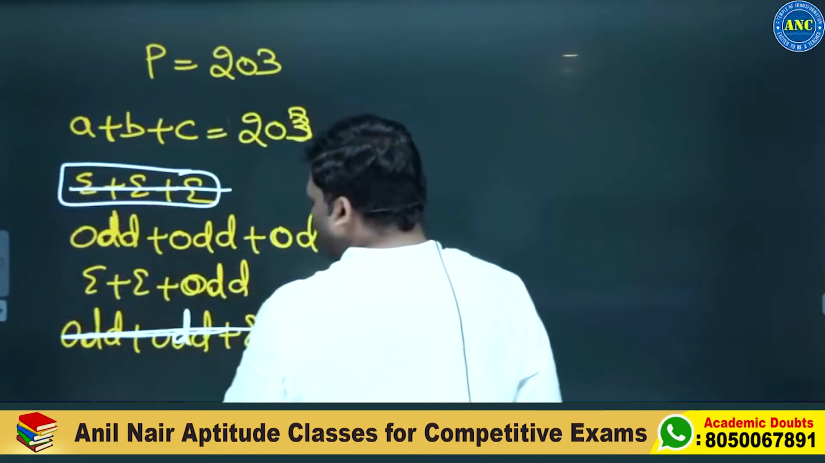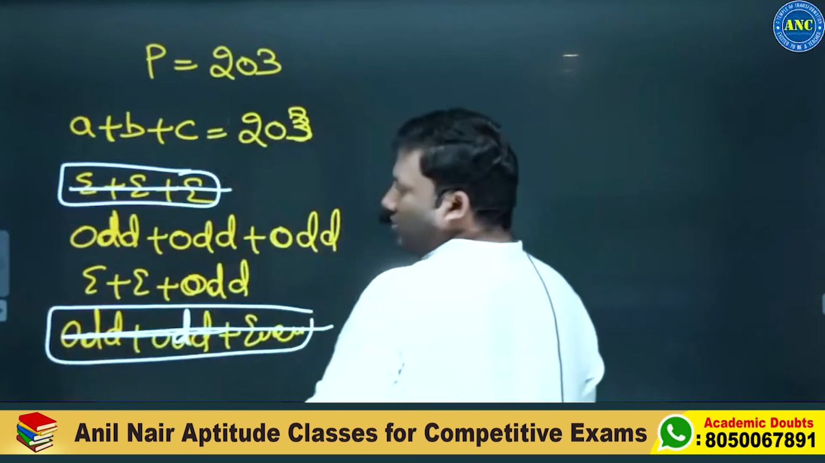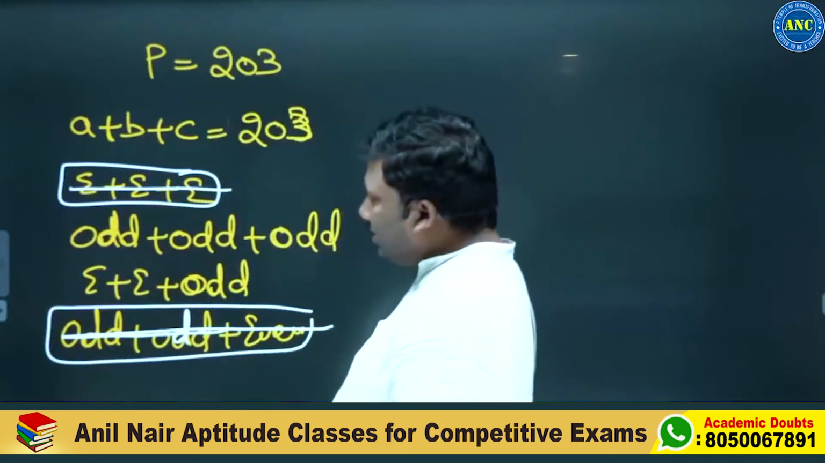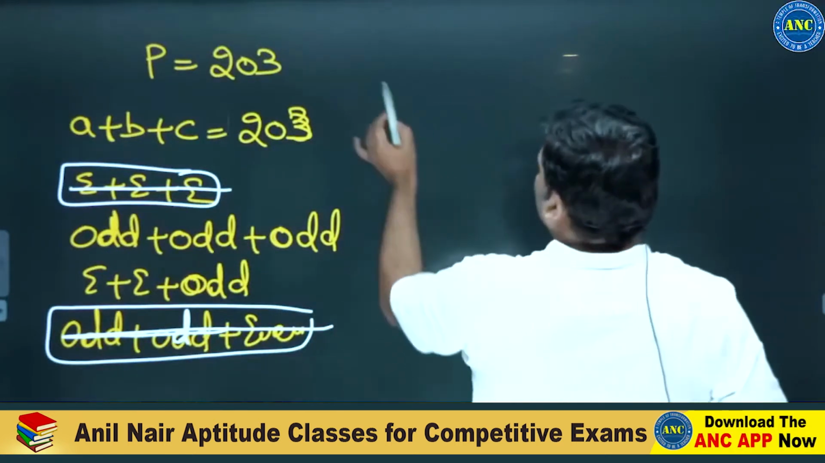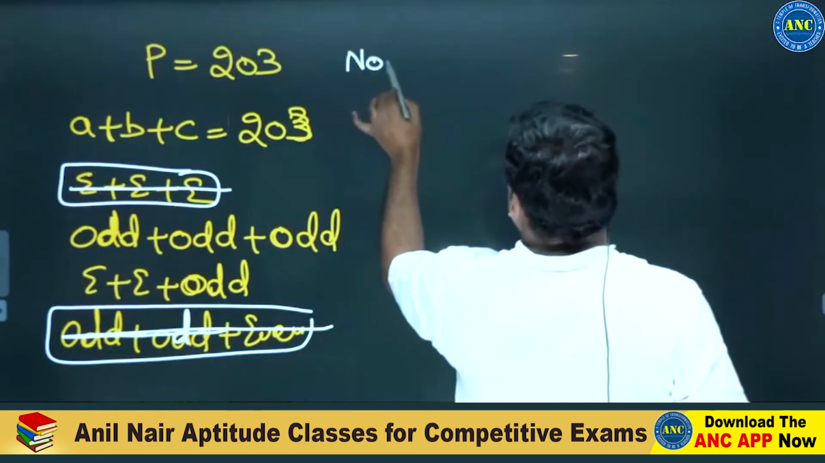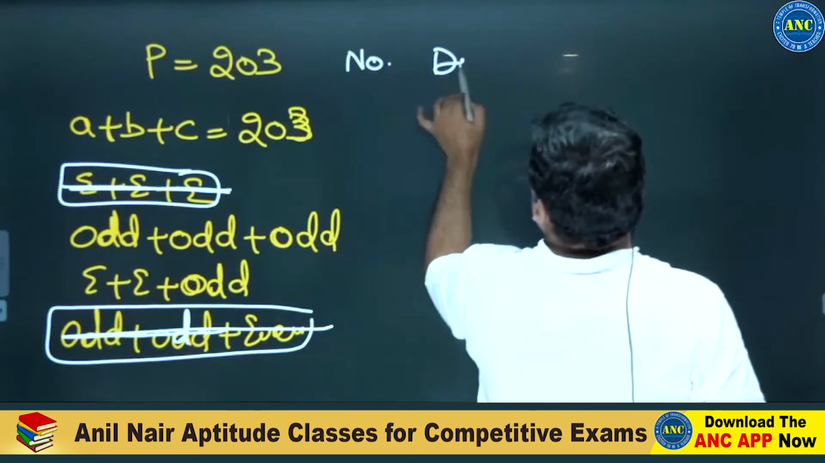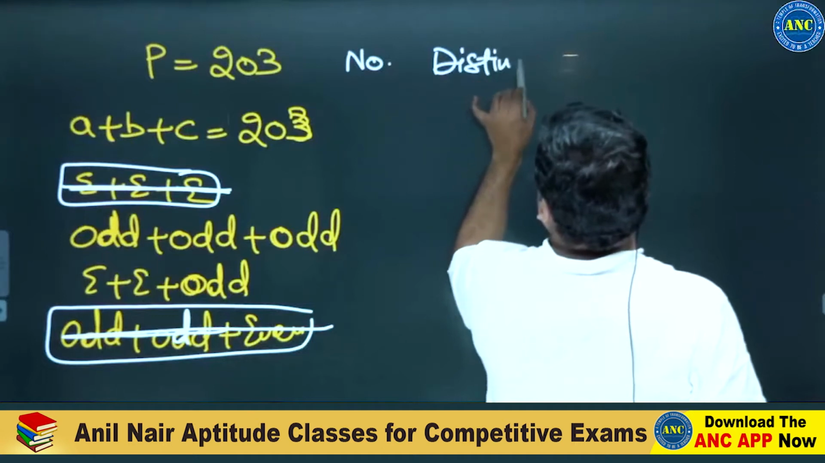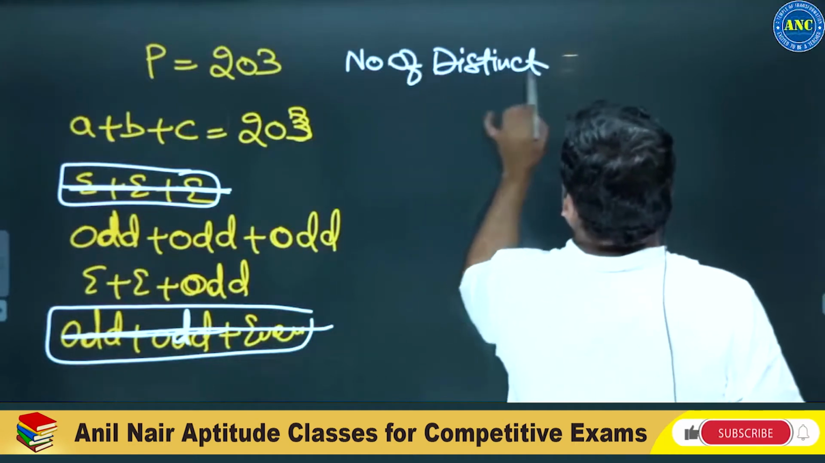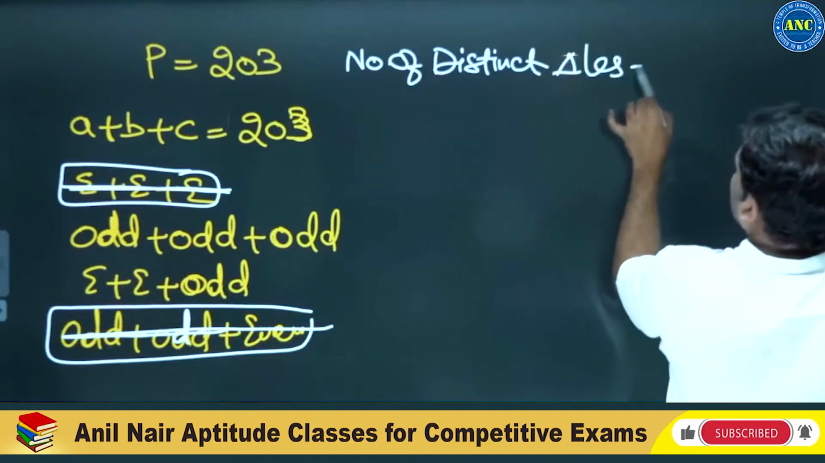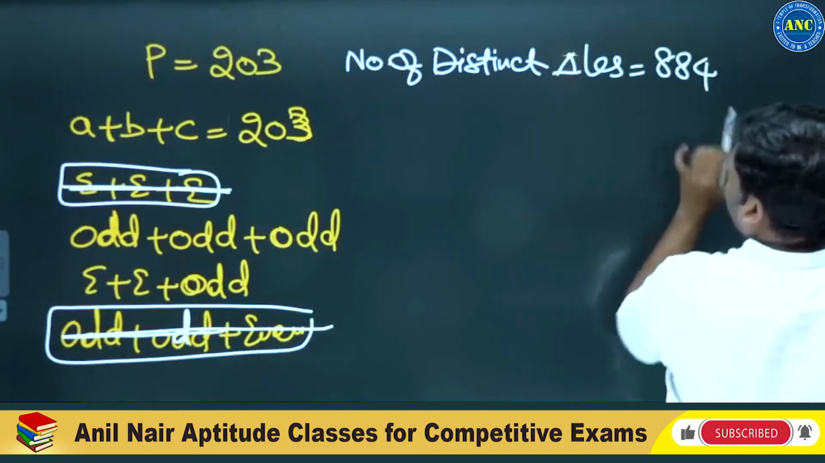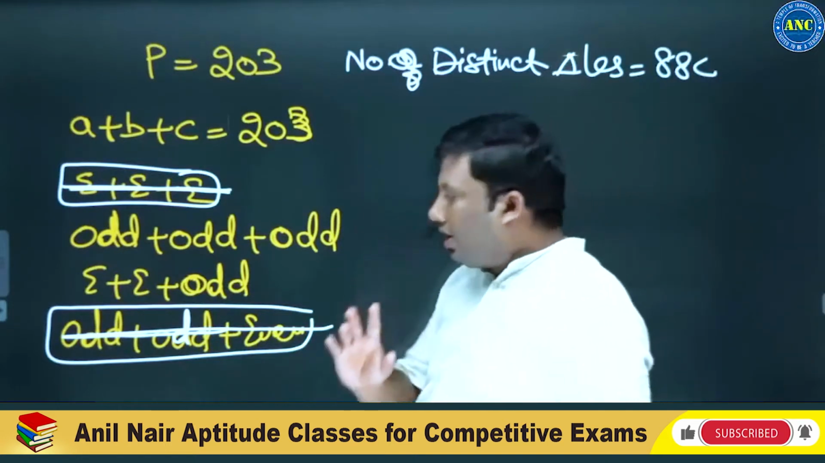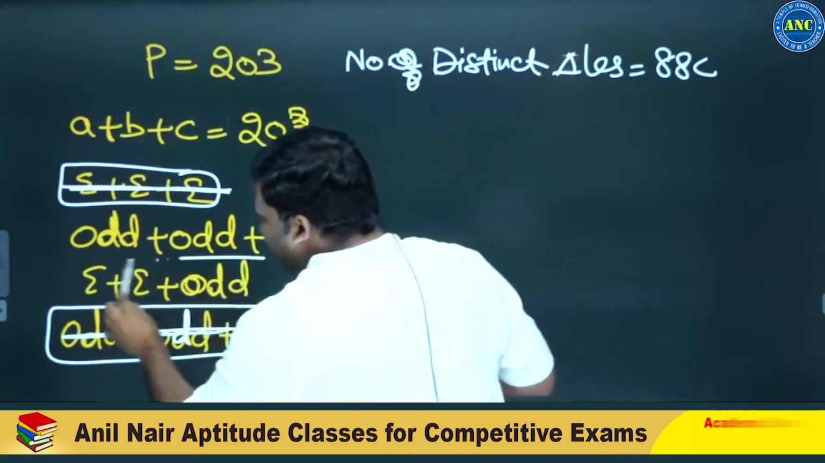First case not possible. Fourth case not possible. Totally how many triangles are there? Total number of distinct triangles it is 884. With one side odd. One side odd means I require this case.